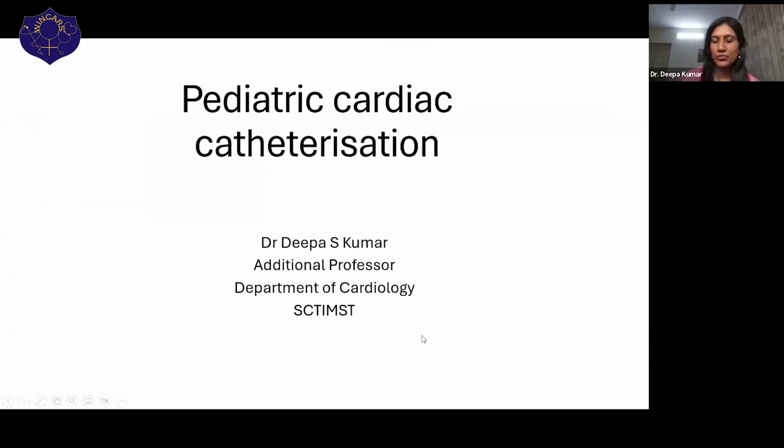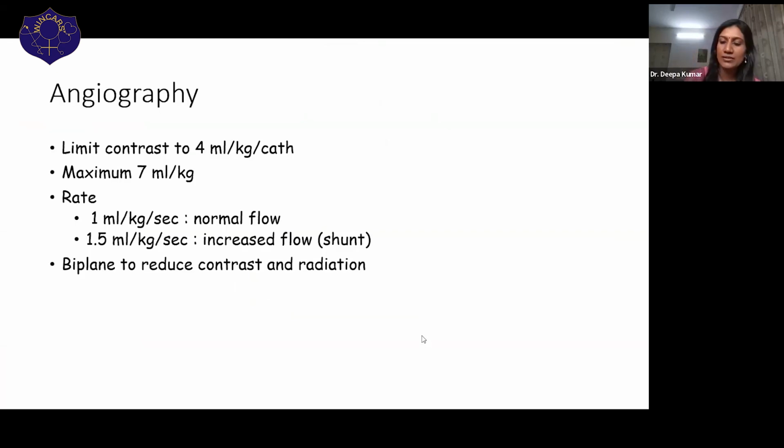So you'll have a lot of questions when I'm presenting. Basically, as I mentioned, it was meant as an interactive session. So let's just start off with the basics of angiography in doing cardiac catheterization in the pediatric age group. Some basics: we should always go with an idea of limiting contrast as much as possible. Ideally, we should limit to 4 ml per kilogram per cath. Maximum, we can go up to 7 ml per kilogram.